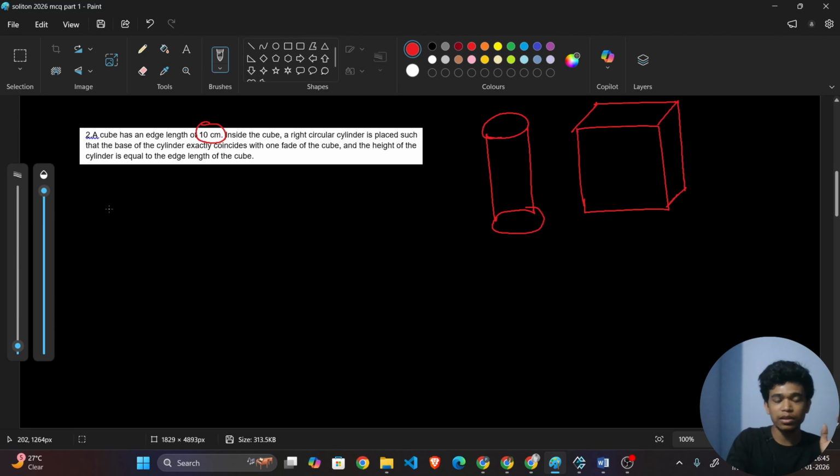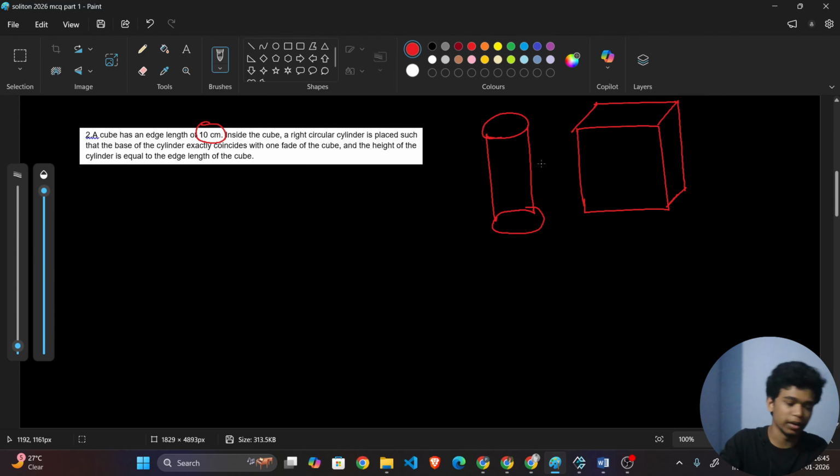Then what are the given values? They have already given them. We want to write that, and at last they are asking us to find the volume of the remaining space. Okay, I forgot to mention that here. So at last we want to find the volume of the remaining space, which means the volume left over after fixing this cylinder inside.